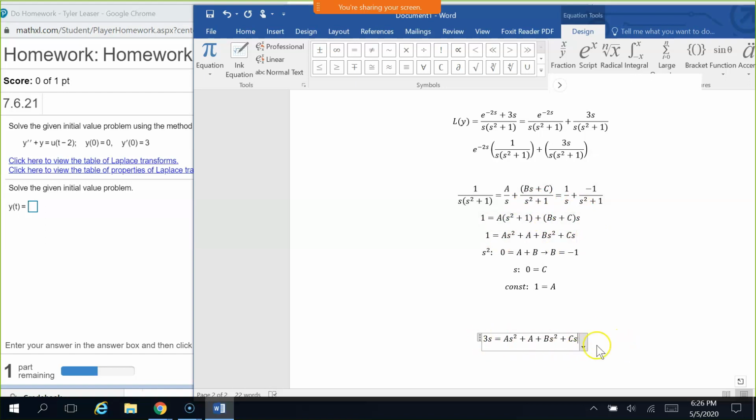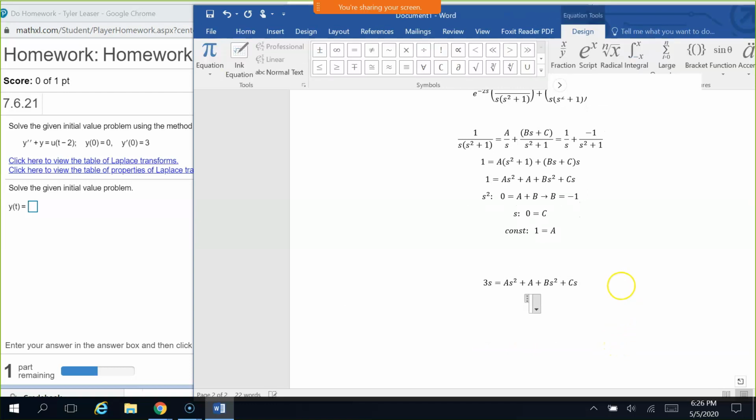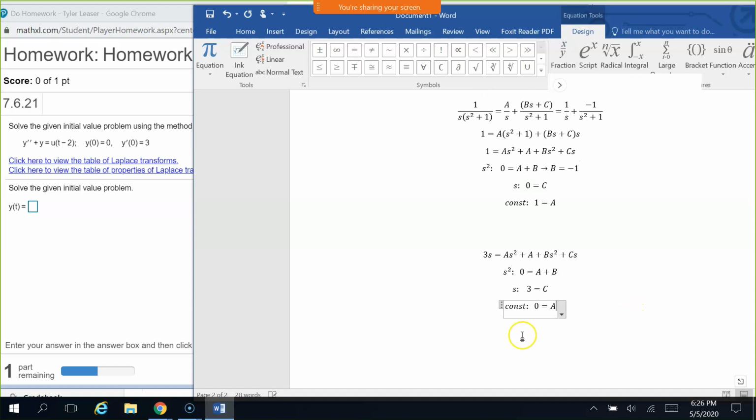But now the A, the B, and the C are all going to be different because the left-hand side is different. So again, we have s squared, 0 on the left, A plus B on the right. We have s, 3 on the left, C on the right. Constants, 0 on the left, A on the right. So this one gives me that my A is 0, which means that my B also has to be 0, and I only get the 3.